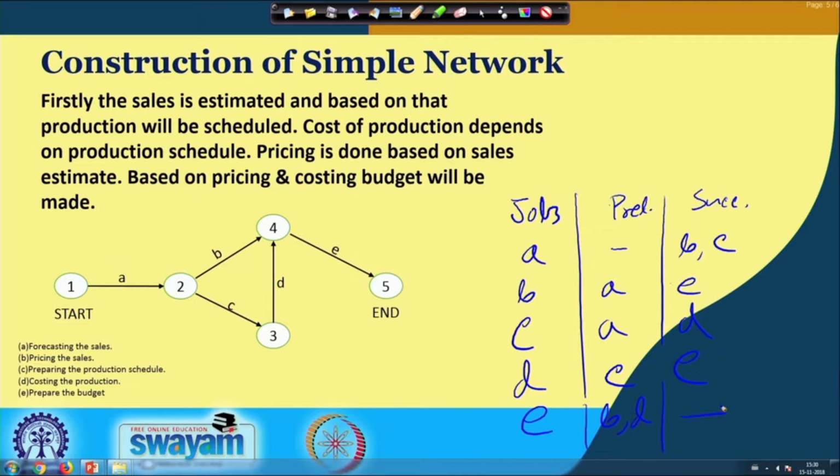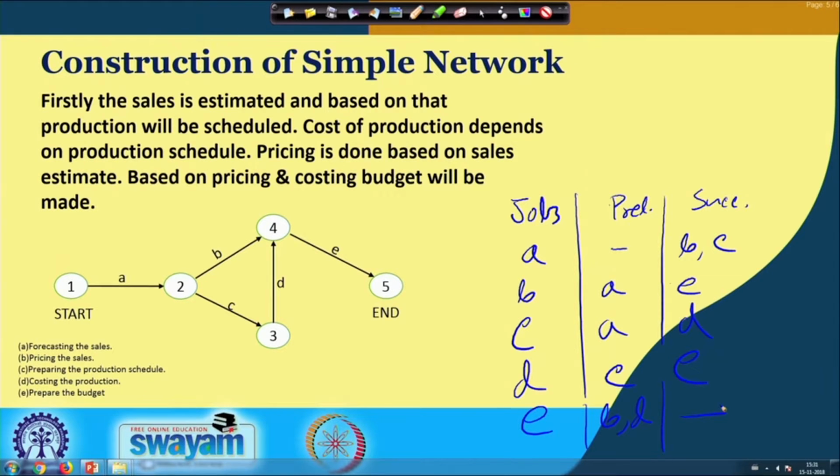So, basically this is the requirement where we are preparing a table which gives us the idea that sales estimation is the first job, then the second job, the pricing of the sales can be carried out based on the sales estimation.